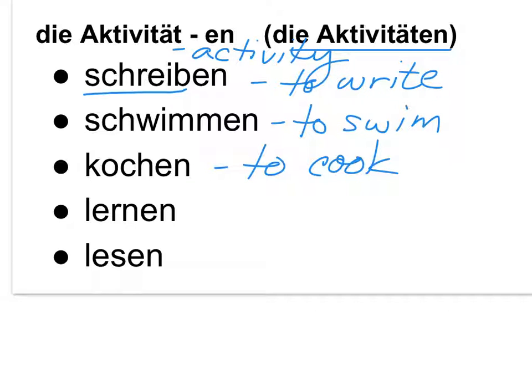Alright, next one. Try it. Lernen. Lernen. What's that mean? To learn. It means something else. Do you remember what the other one was? Study. Sehr schön. To learn and study.